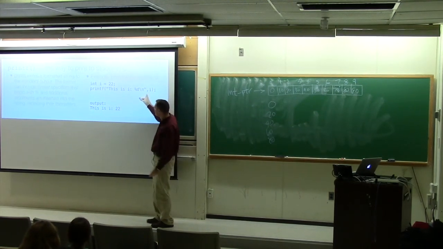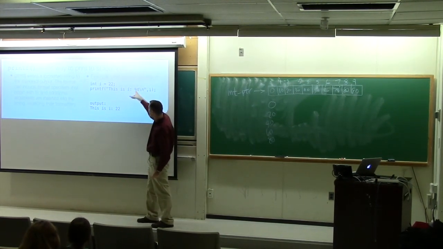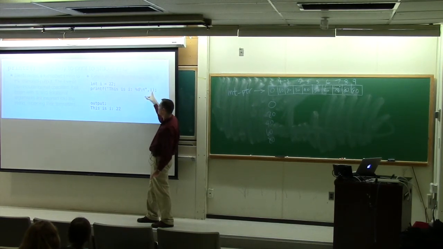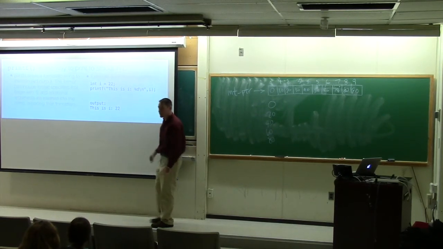If I had been 30, it would have gone "this is I colon percent D," says, well, the first thing after here is 30. Therefore, I'm going to print 30.